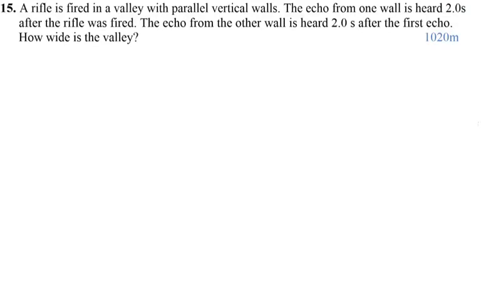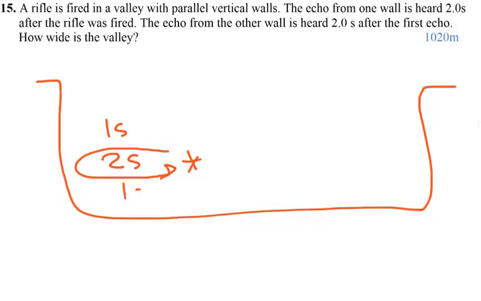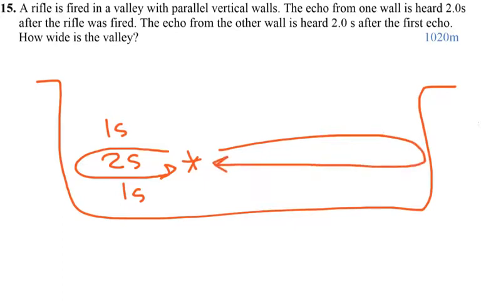Number 15. A rifle is fired in a valley with parallel vertical walls. So you have a wall here and a wall there. The echo from one wall is heard 2 seconds after the rifle was fired. So it takes 2 seconds there and back. So 1 second there and 1 second back. And the echo from the other wall, so it went to the other wall and then comes back, is heard 2 seconds after the first echo. So if it took 2 seconds for the first echo, there and back, then that means this one took 4 seconds there and back, which is 2 seconds there and 2 seconds back.